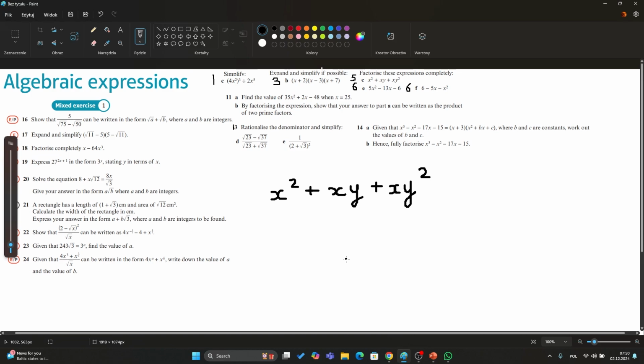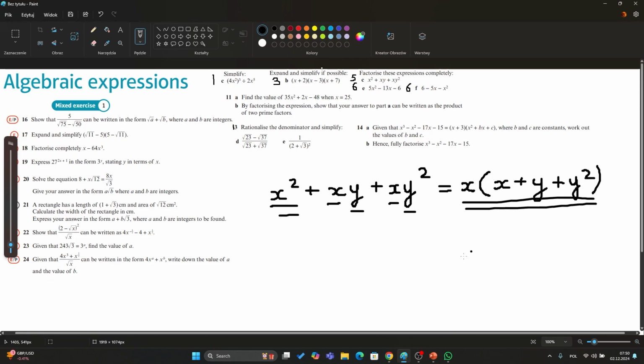Now we need to factorize the following expression. First, and always first, we need to look for the common factors. So we have x squared, x, and x. The common factor is x. And there is y and y here, but no y here. So we can't take the y out. We can only take the x out. So in here we have x and x plus y squared. So this is factorized already.